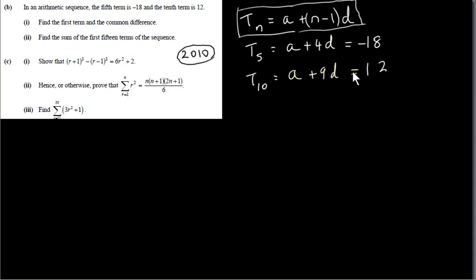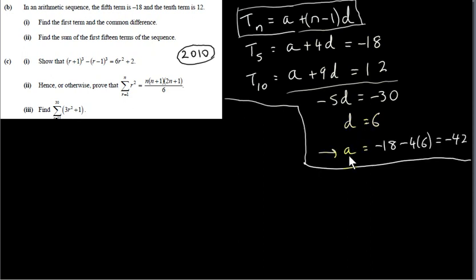The easiest way to solve these would be to take one of these equations and subtract the other. So if I take this second equation and subtract the top equation, whichever way you want to do it, it doesn't matter. Actually, I'll subtract them like this. A minus A is 0, 4 minus 9 is minus 5D, and we have minus 18 minus 12, which is minus 30. So D is equal to 6.